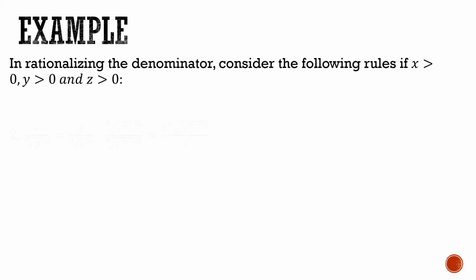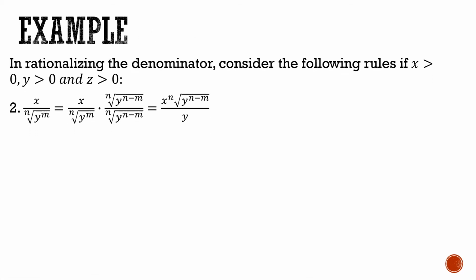Example number 2. x over the nth root of y raised to m is equal to x over the nth root of y raised to m times the nth root of y raised to n minus m over the nth root of y raised to n minus m, which is equal to x times the nth root of y raised to n minus m over y.